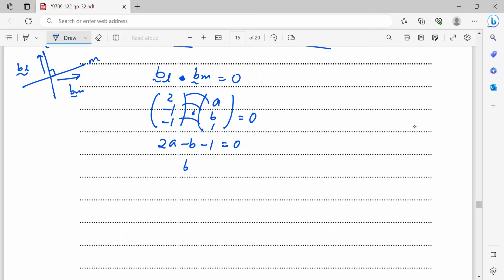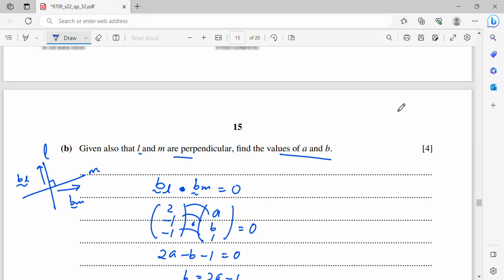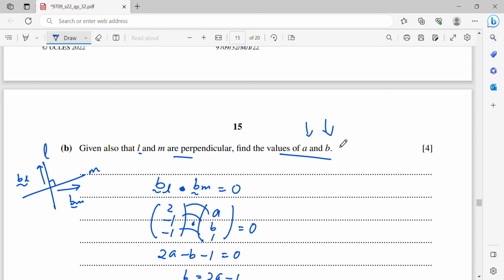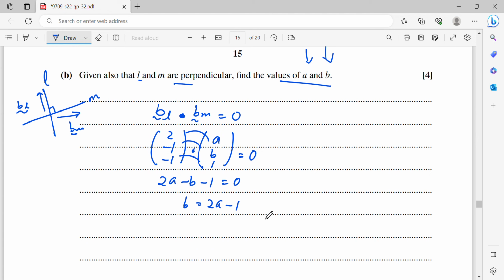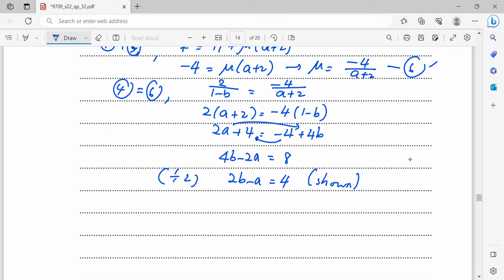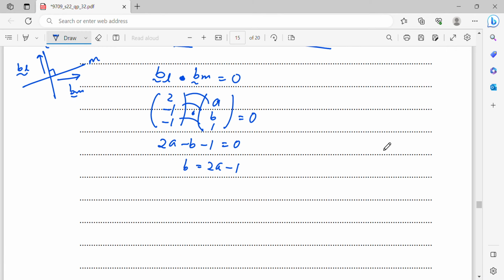So from here I will get b equals to 2a minus 1. Alright, but the question is asking for values of a and b. So to solve this, since you have two unknowns, we need another equation from the previous part. So 2b minus a is 4. I'll let this be the first equation. So from part a, 2b minus a equals to 4. This is my second equation.